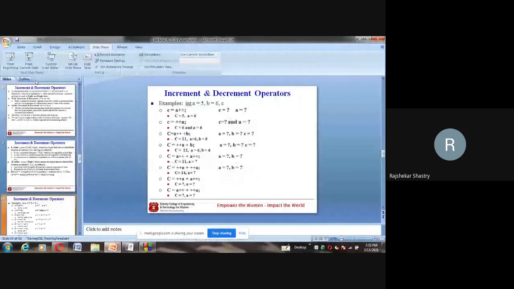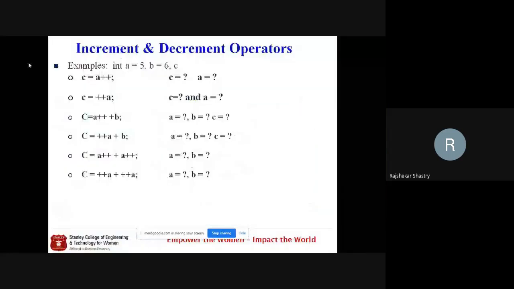Yes, first is clear. A is equal to C is equal to 5, A is equal to 6. Second one, C is 6, A is 6. Third one, C is 11, A is 6. And of course, no need to talk about the B value. And in plus plus A, C is 12. Okay, and A is 6. C is 12, A is 6.